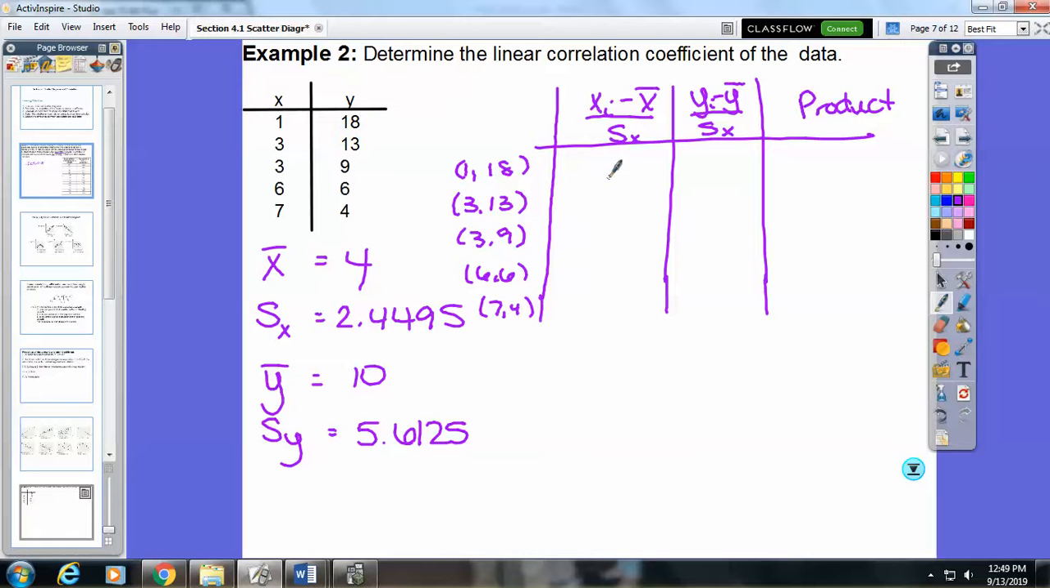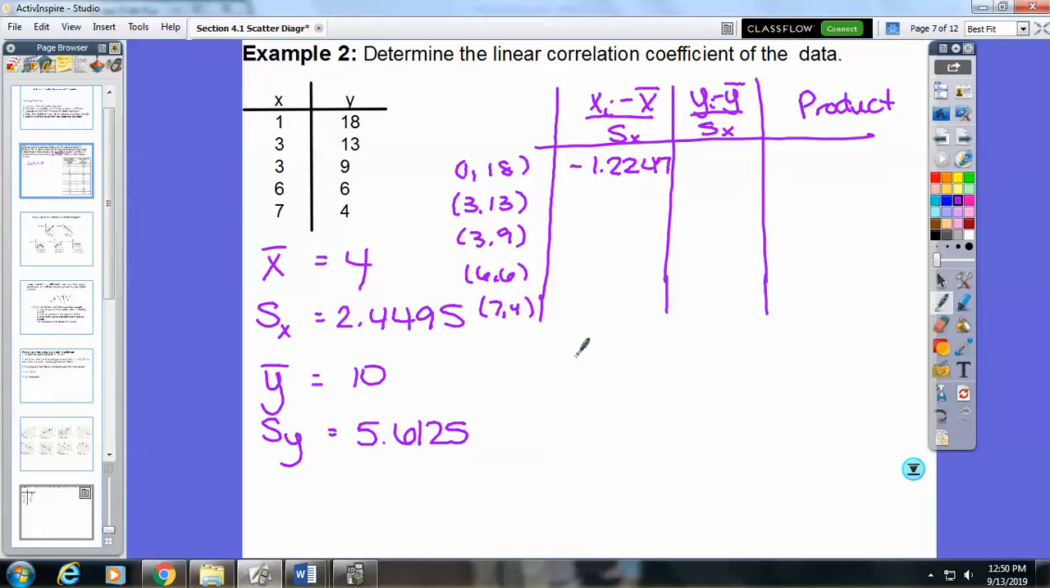Okay. So for each value, you're going to type your X value. For the first one, I'm going to do parentheses, 1 minus my X bar, which is 4, close my parentheses, divided by the standard deviation, 2.4495. How many decimal places do you use? Let's do 4. I get negative 1.2247.